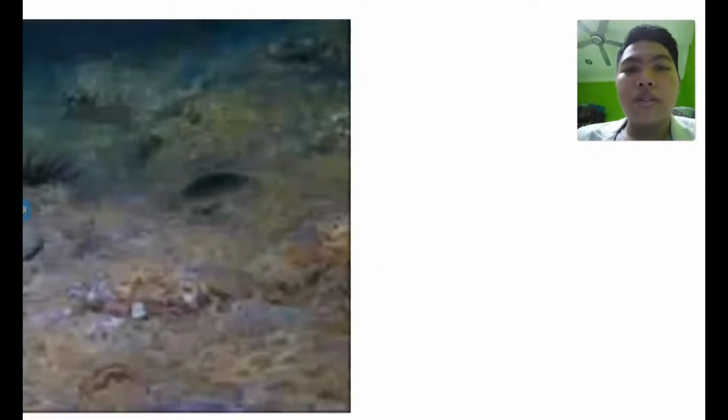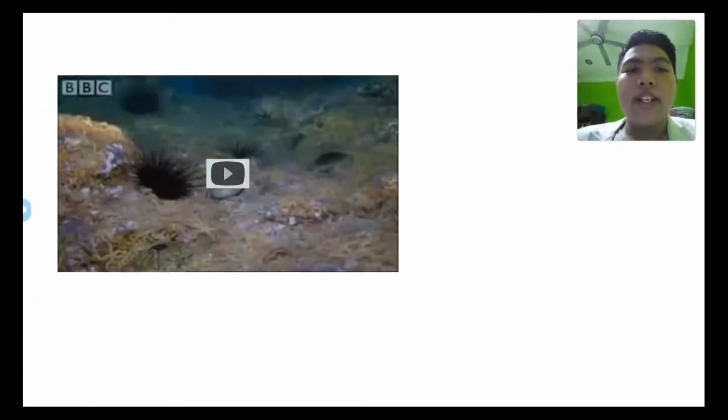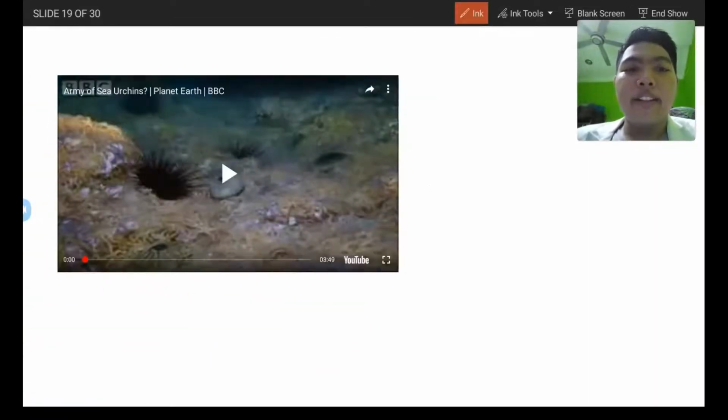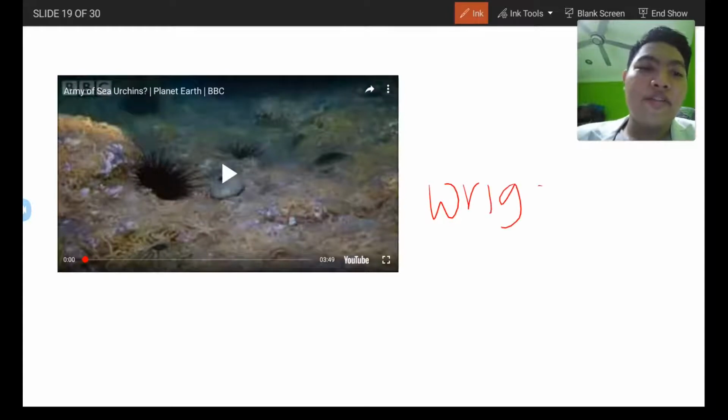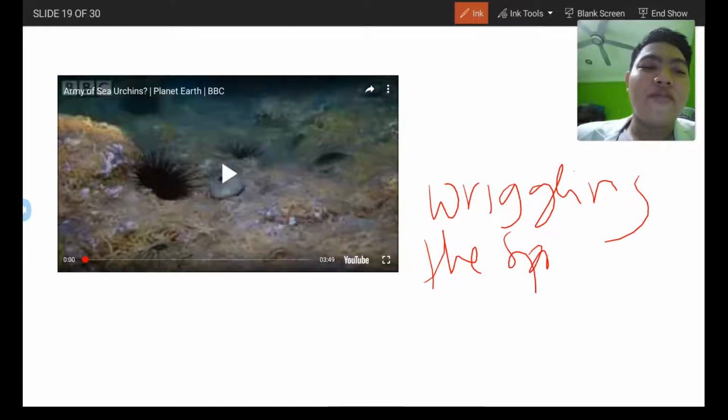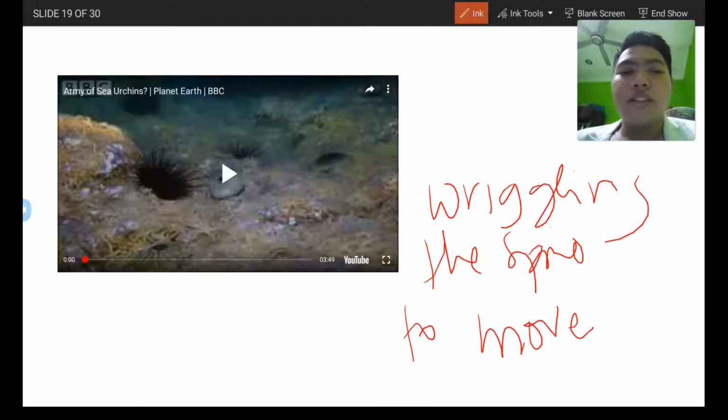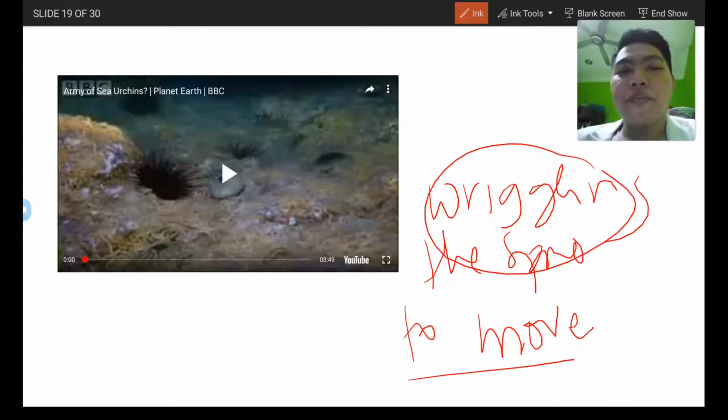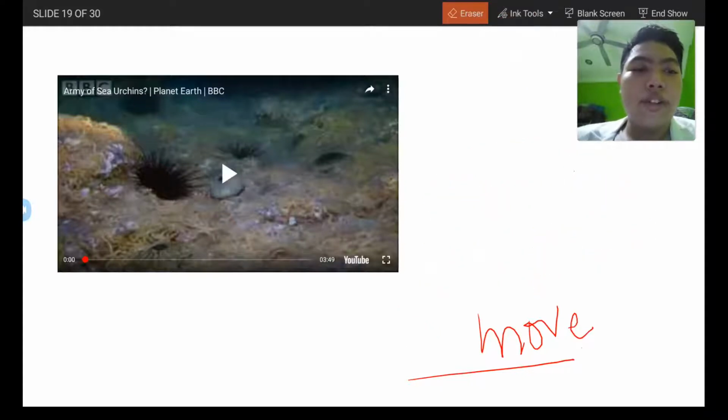Okay, so you can see that they are wriggling their spines to move. They're wriggling the spines for locomotion. Okay, so let's watch the video again.